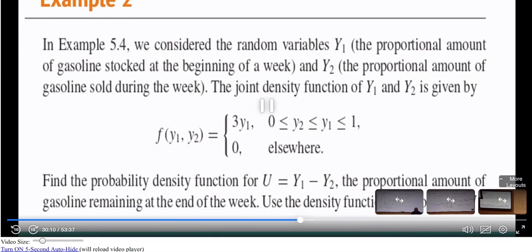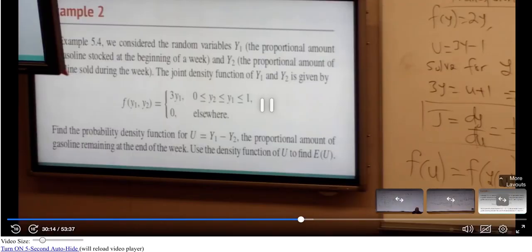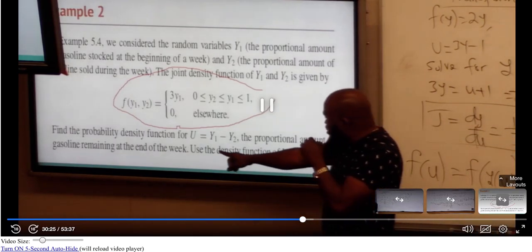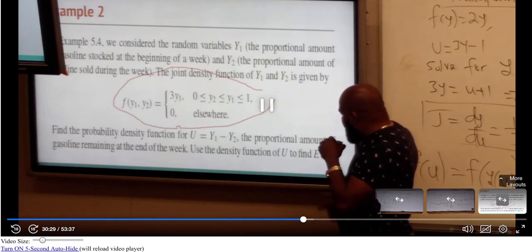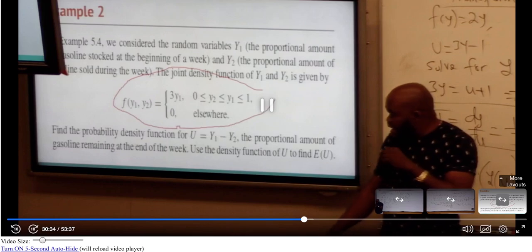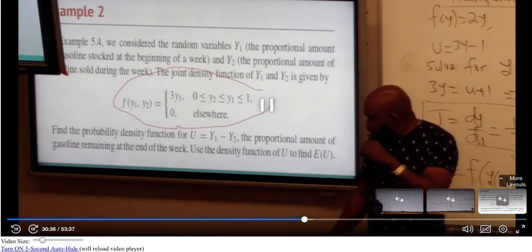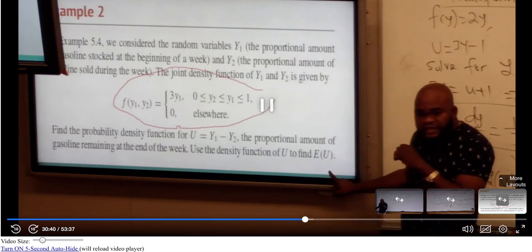Now the joint density function of y1, y2 is given by this. Take a look at this. What you're given now is a joint density, f of y1 comma y2. Now the question is to find the probability density function of u equals y1 minus y2, the proportional amount of gasoline remaining at the end of the week. Then use the density function of u to find the expected value of u.